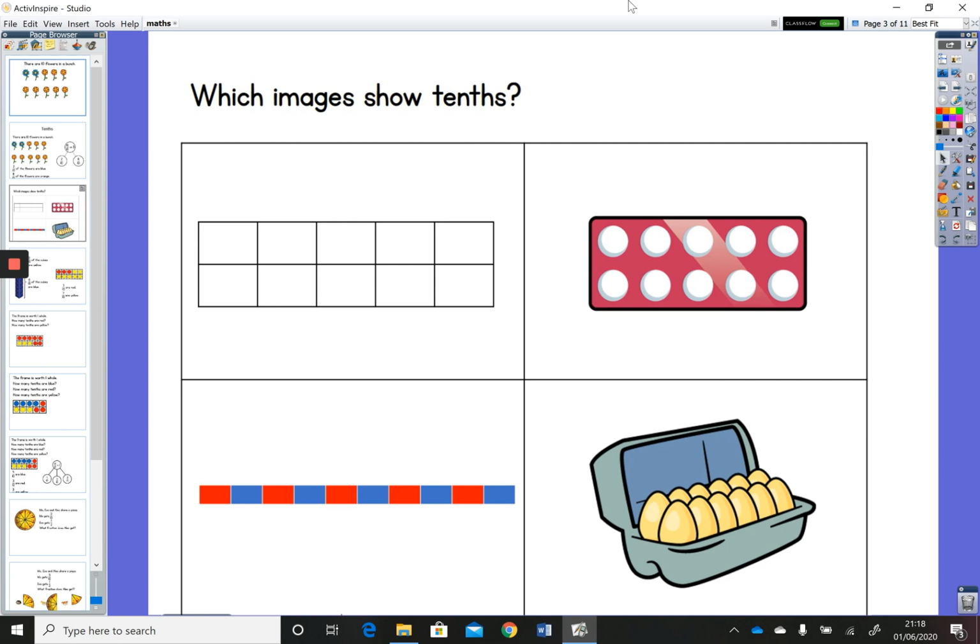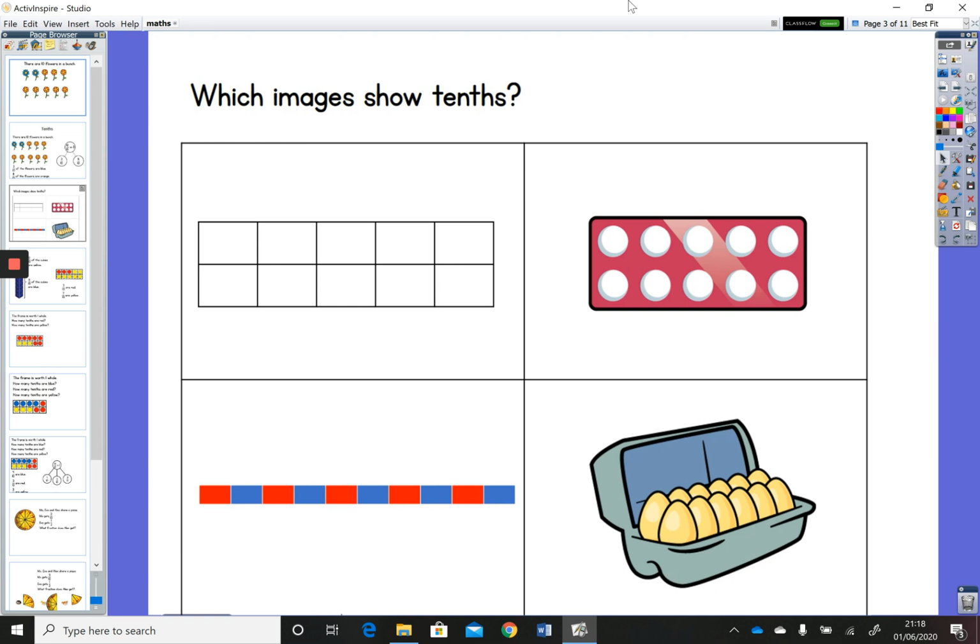Then the picture next to it looks a bit like a piece of Numicon, doesn't it? Or it does to me, with the circles inside. Again, there are 10 circles, so you can use your finger to count them. So again, that image also shows tenths. Then we're looking at the bar model on the bottom left, where you've got 5 red parts and 5 blue parts, and all those parts are equal. If you count them, you get 10. So again, that image shows tenths. So far they all show tenths, don't they?